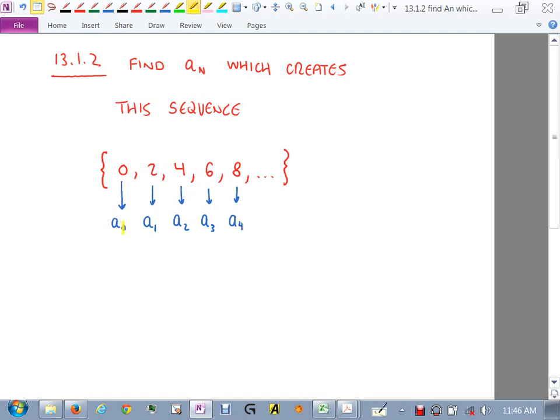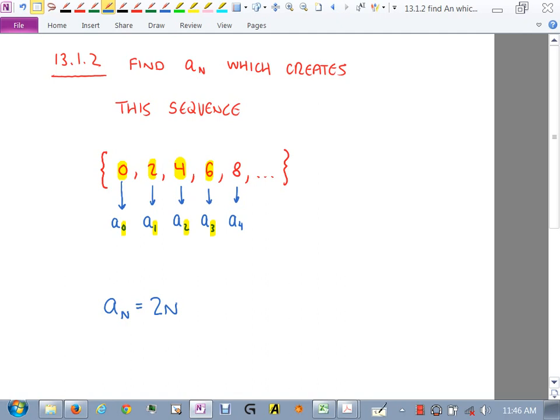So what we're saying is when I plug in 0, it needs to spit out 0. When I plug in 1, it needs to spit out 2. When I plug in 2, it needs to spit out 4. When I plug in 3, it needs to spit out 6. Do what? 2, not 2a, 2n. N is the variable. So a sub n here should be 2n.